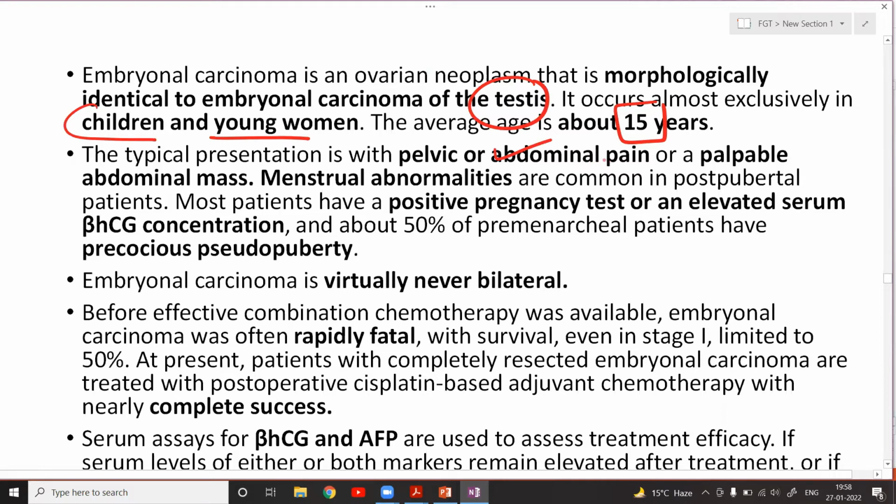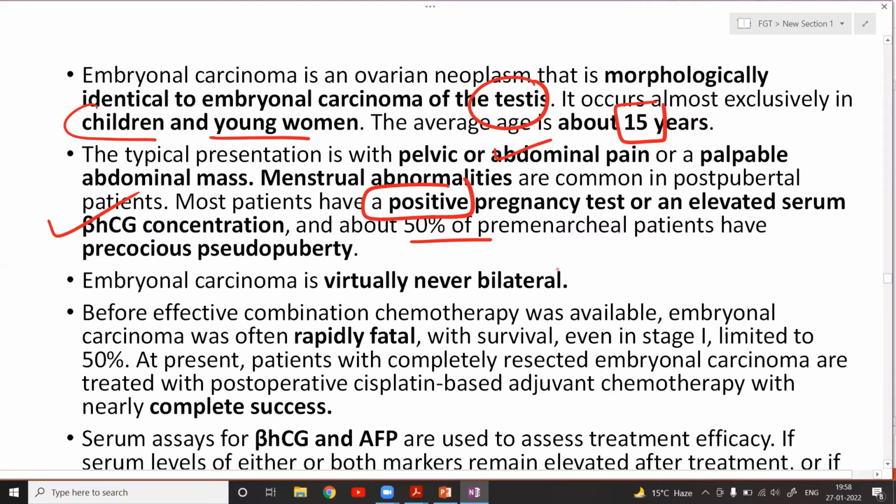Okay, very, very important thing. This tumor, just like dysgerminoma, also contains a lot of syncytial trophoblastic cells. So usually they are going to be positive for beta HCG. So a young patient coming to you with beta HCG positivity, you should suspect embryonal carcinoma. Usually most patients have a positive pregnancy test. I hope everyone knows that the pregnancy test is based on the beta HCG level. Around 50% can present as premenarcheal patients. They can have precocious pseudopuberty also. So this is also one other type of presentation.